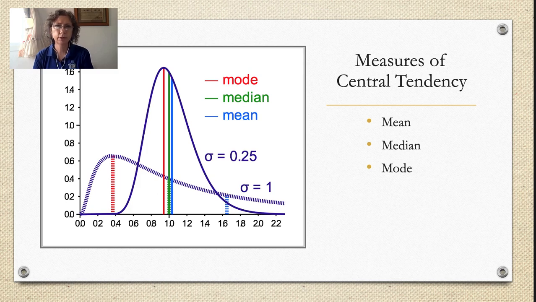And you probably recall these from your stats class. The mean is the average of all the scores. The median is the middlemost occurring score when they're all lined up from lowest to highest. And the mode is the most often occurring value. So let's take a look at when we use each of these.